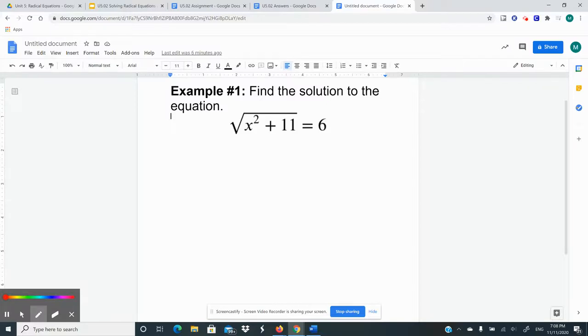For example number 1, we are trying to find the solution to the equation the square root of x squared plus 11 equals 6. So the first thing I want to do is to rewrite the square root equation as a polynomial equation. And in order to do that, I would take the square of both sides of the equation. So the left-hand side and the right-hand side.